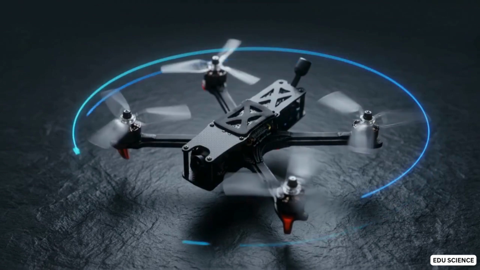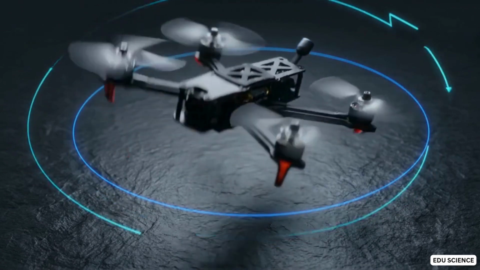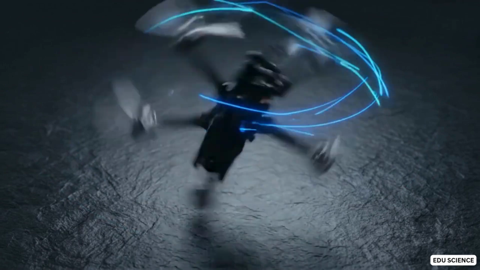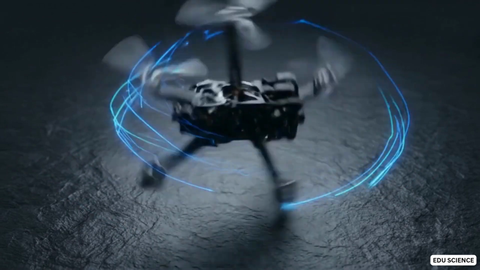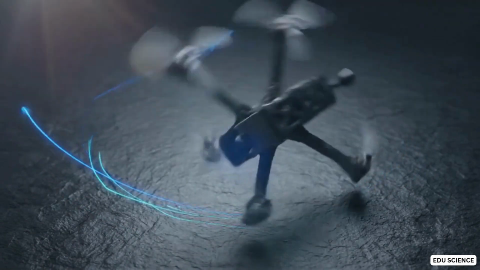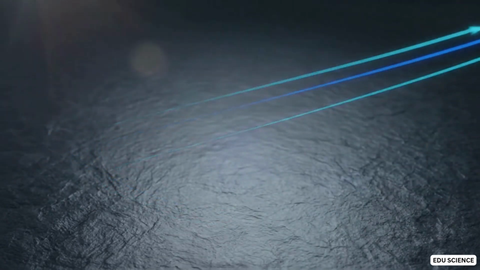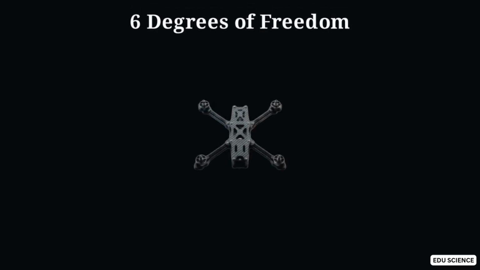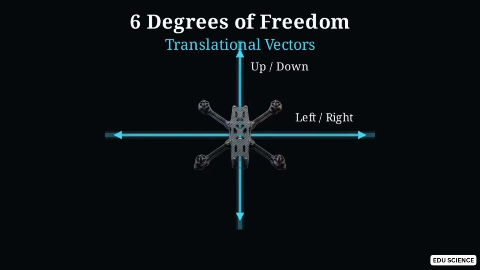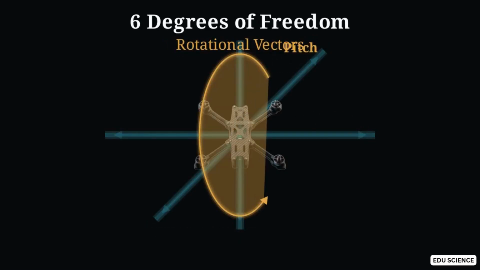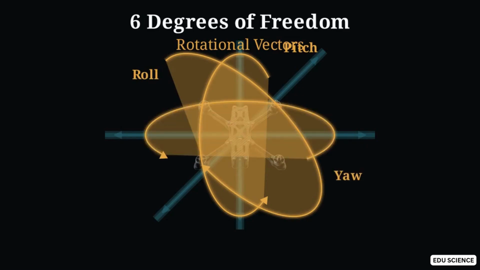A quadcopter hovering perfectly still looks effortless, but mechanically, it is an unstable system. Without active computational intervention, it cannot maintain a level orientation. This 3D model shows the complexity of the problem. An aircraft operates in 6 degrees of freedom. It moves across 3 translational vectors, up-down, left-right, forward and backward, and 3 rotational vectors, pitch, roll, and yaw.